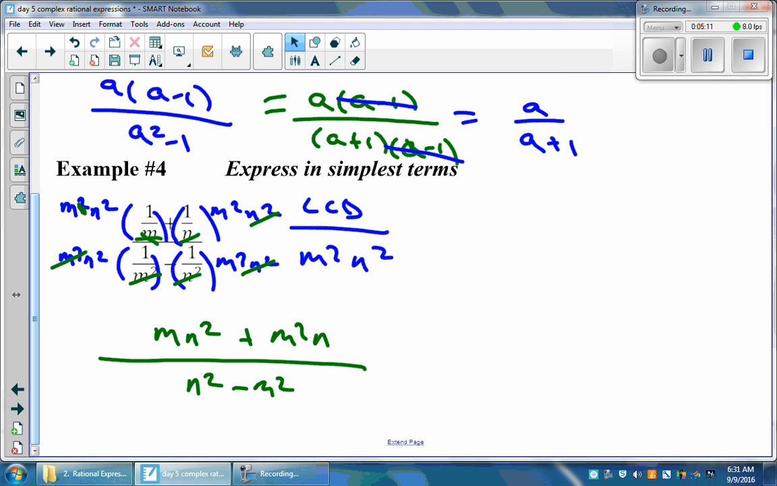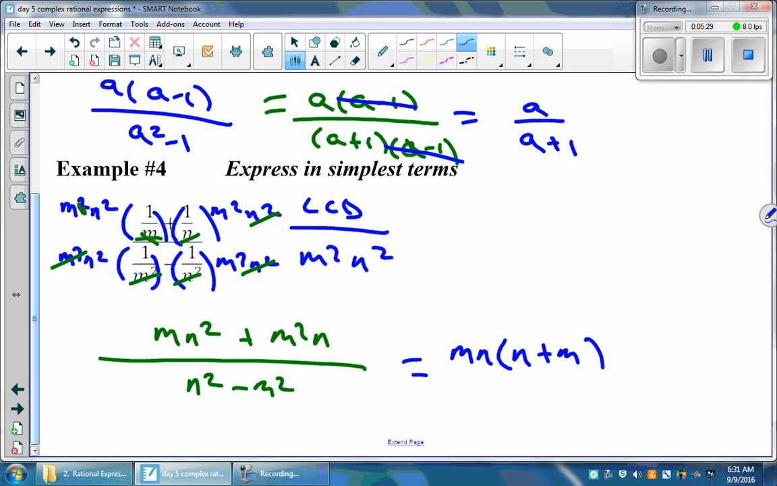Once we've eliminated all of those little fractions within fractions, now we need to reduce our rational expression. I'm going to factor the top, factor the bottom, and look to cancel. In the top, I see a binomial. I'm going to start by looking for a greatest common factor. Looks to me like my greatest common factor is going to be mn. Inside of my parentheses, I'm going to have an n plus m.